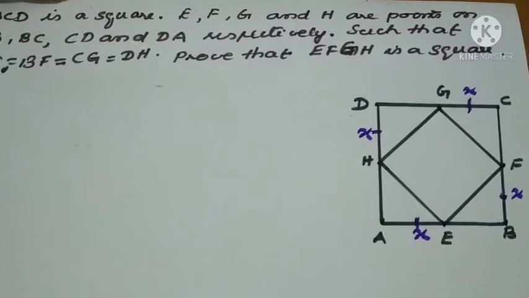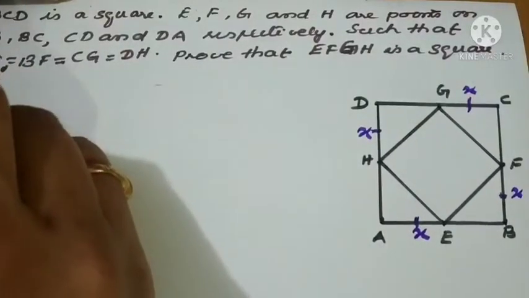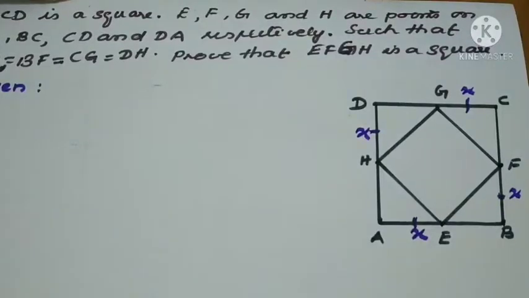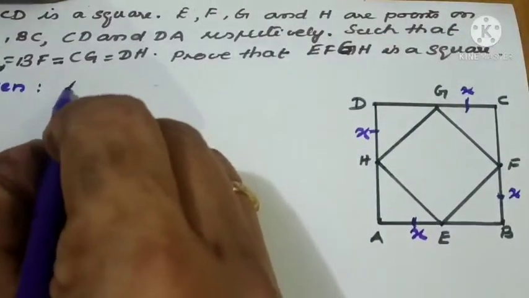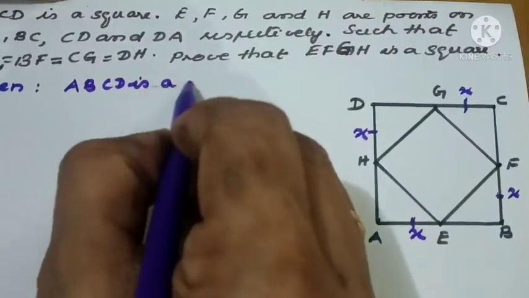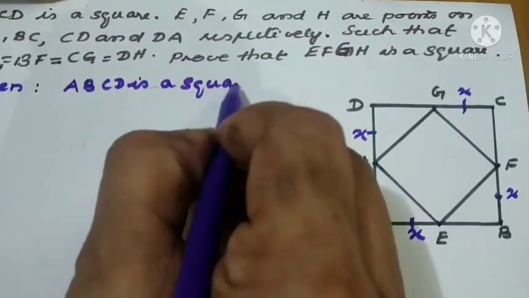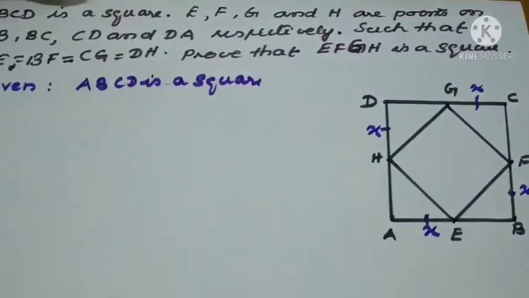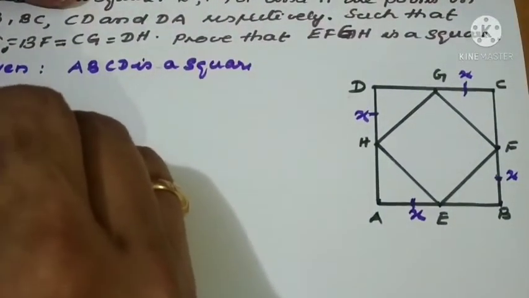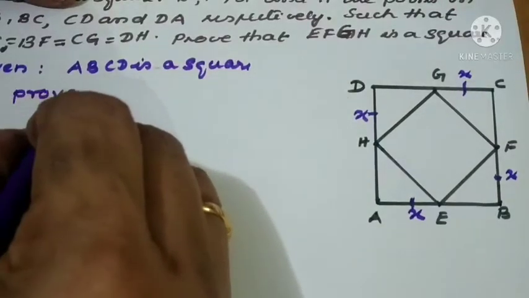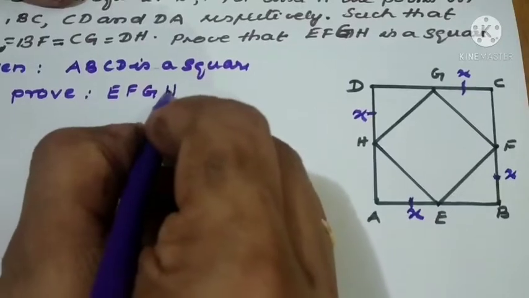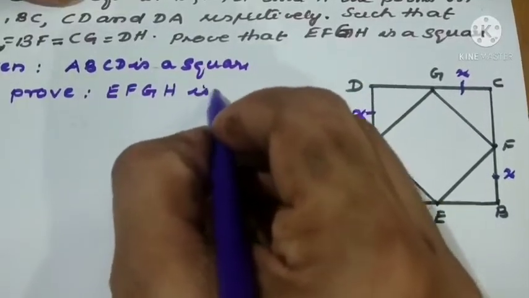So what is given in the question? Given that ABCD is a square. To prove: EFGH is a square.